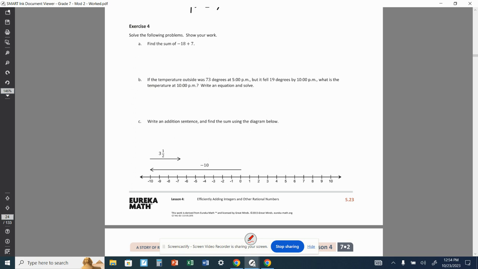Find the sum of negative 18 and 7. So using that same concept, right? We want to find the 18 and we want to find the 7. Absolute value of 7 is 7. Absolute value of negative 18 is 18. Right? We want to find and combine those, take the differences. So we have 18 minus 7, right? 18 minus 7 is 11. And it takes the sign of the bigger one. The bigger one here was the negative symbol, so it should be negative 11.